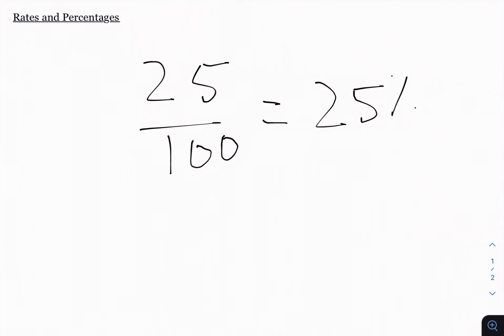And in this case, it's pretty simple because our denominator is 100, because there was a total of 100 people, making it really easy to convert it into a percentage.